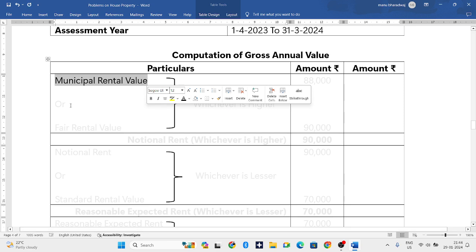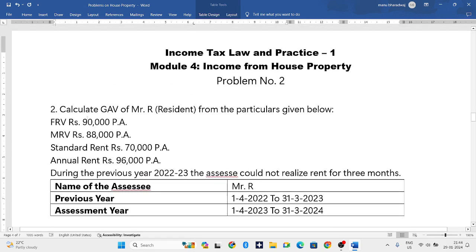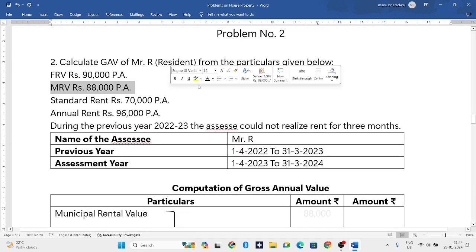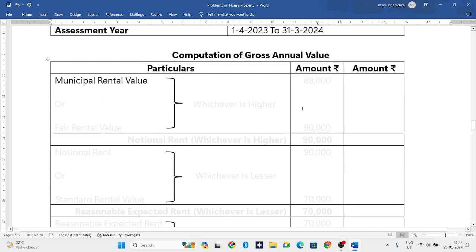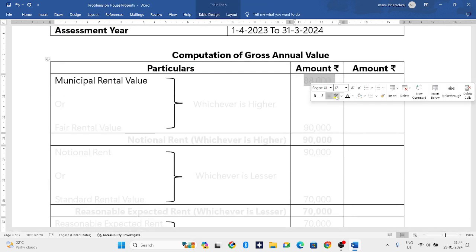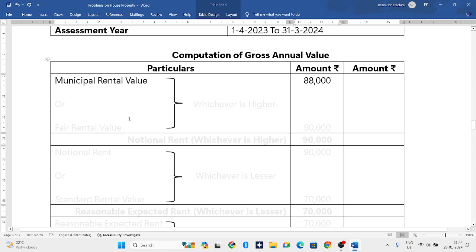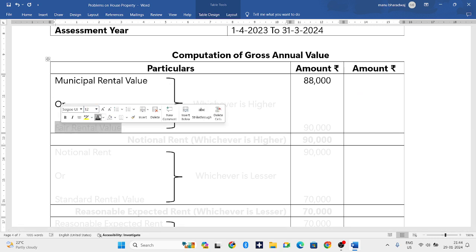First, we consider the municipal rental value. The municipal rental value or MRV is 88,000 rupees. We compare that MRV with the fair rental value.